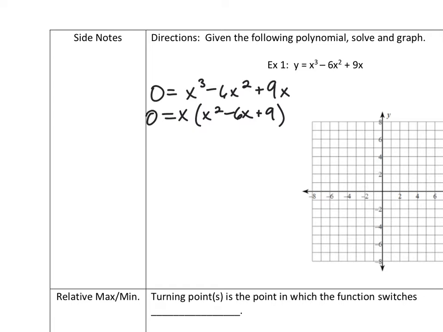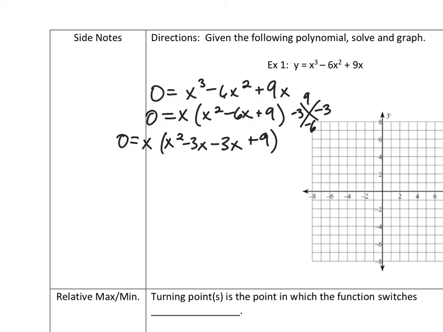Okay, so now I've got to try the x method on that inside part. 1 times 9 is 9, that's going on top. We need two things that multiply to 9 and add to negative 6. Think about it. Negative 3 and negative 3 will work. So 0 equals x times x squared minus 3x minus 3x plus 9.